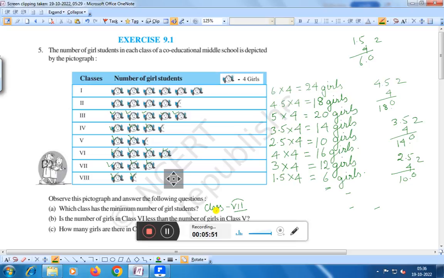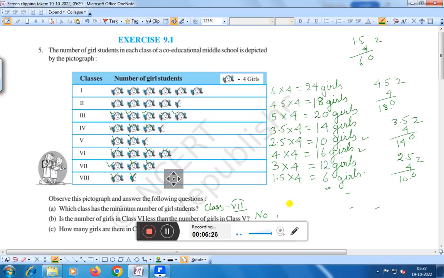Now question B. Is the number of girls in class 6 less than the number of girls in class 5? If we compare, in class 5, how many girls are there? 10 girls. In class 6, how many girls are there? 16 girls, right? Is the number of girls in class 6 less than the number of girls in class 5? No. The answer is no. The number of girls in class 6 is greater than the number of girls in class 5, right?